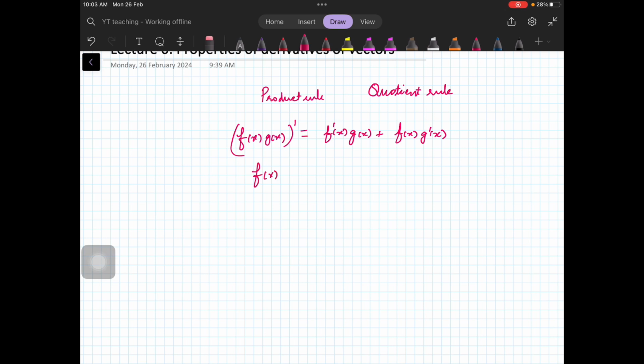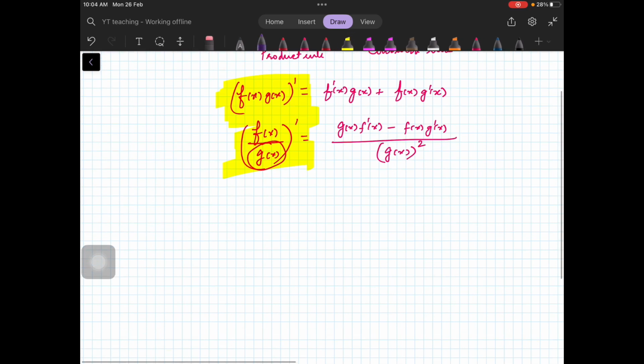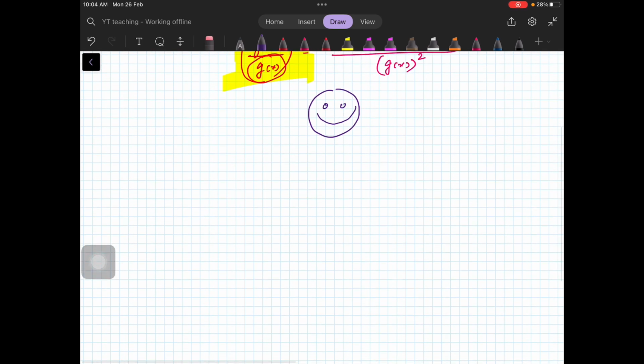Or if you have f(x) over g(x) and you want to differentiate, you have the square of the denominator function, then g(x) times f'(x) minus f(x) times g'(x). Without these rules it is very difficult to do calculus. Similar things we would like to know are available for vectors also, and luckily they are. So it's time to be happy, because we have properties that will help us differentiate vectors. Let me list the properties, and the proofs are very simple.